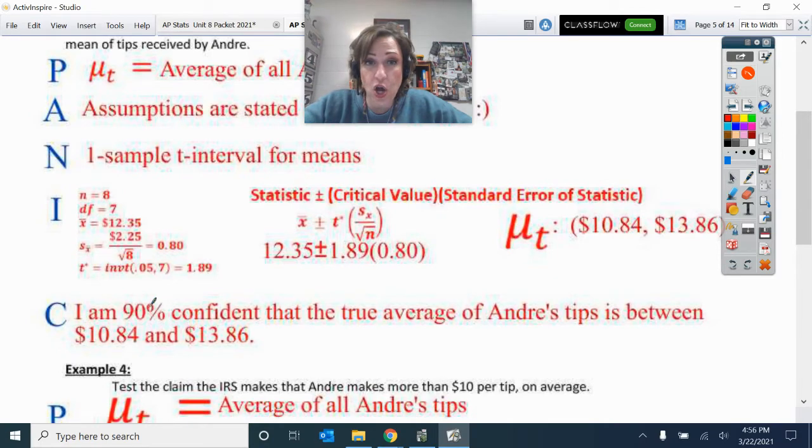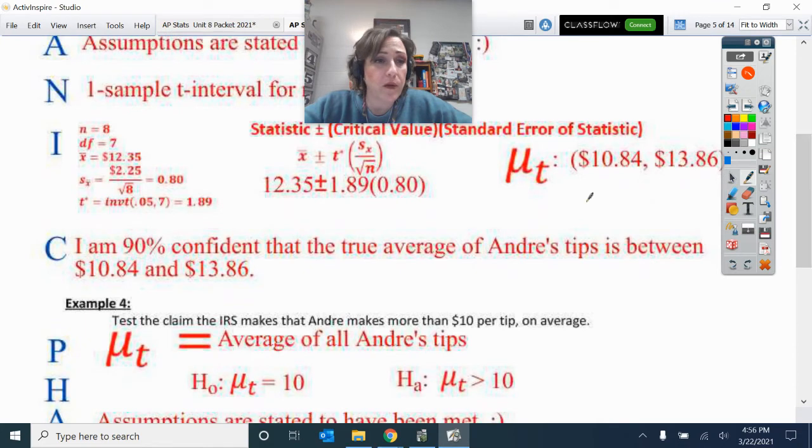And here's what this is called. A one sample, because later we'll have a two sample. It is a T interval, not a Z interval, for means. So there's one sample, a T interval for means. And why is it T? Because we're having to use a sample's standard deviation.